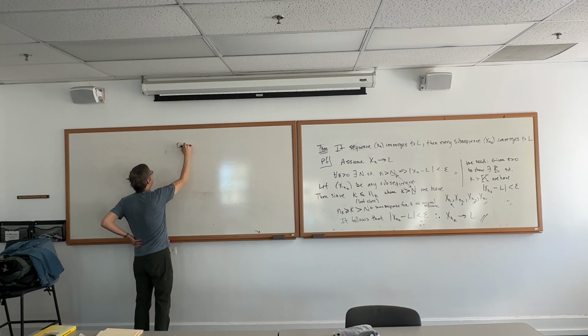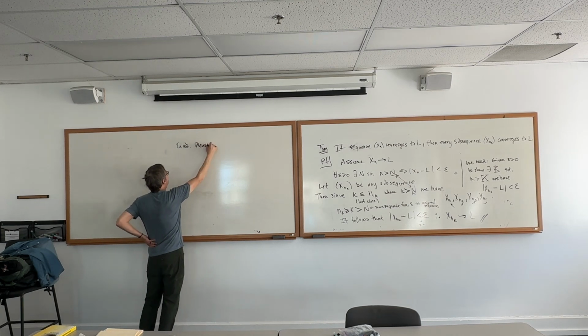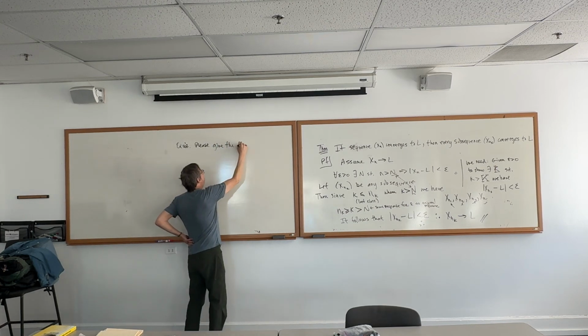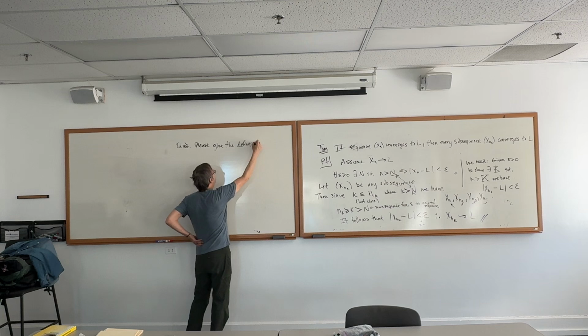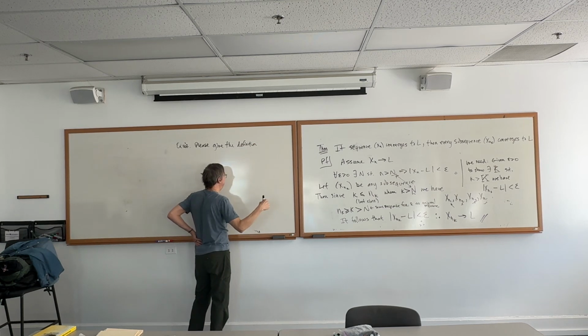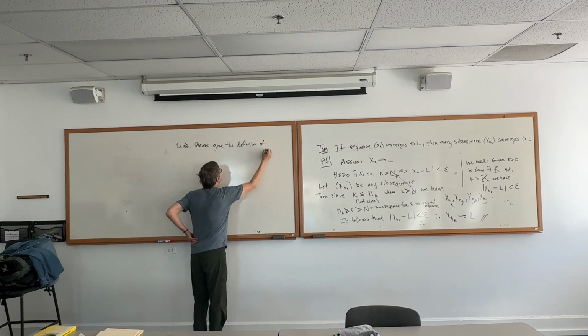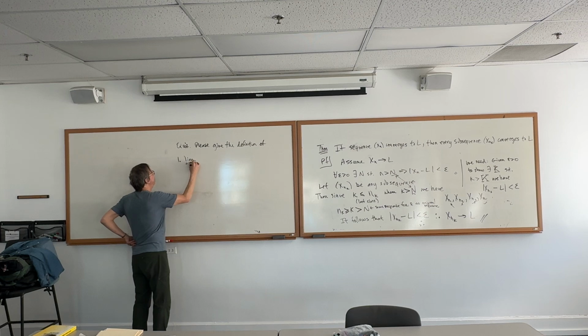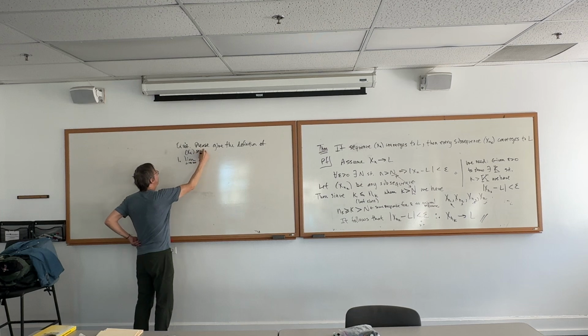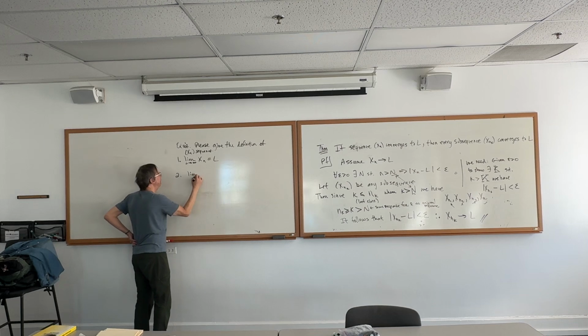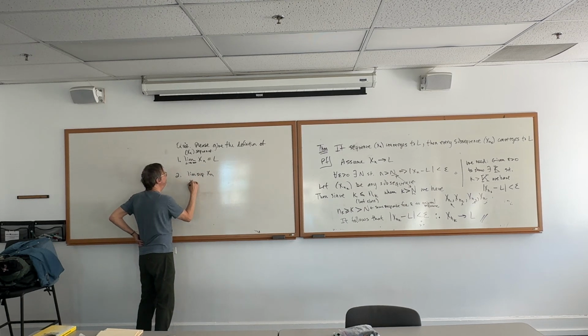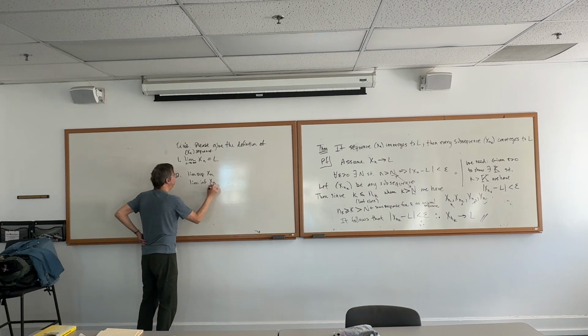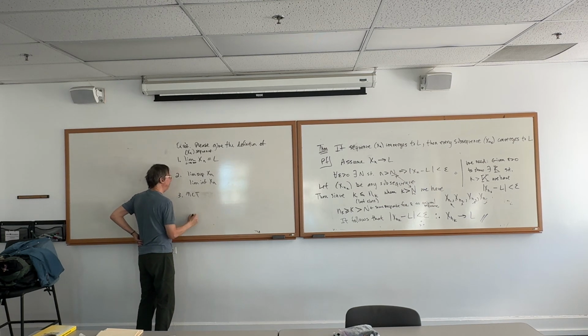Quiz. Please give the definition, and again, I'm looking for the hardcore definitions. If there's an epsilon possible, put that epsilon in. Number 1, limit as n goes to infinity, let's say x of n is a sequence, equals L. Number 2, lim sup of x of n, lim inf of x of n. Number 3, state the monotone convergence theorem.